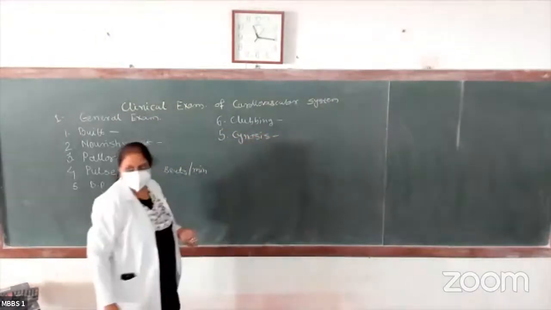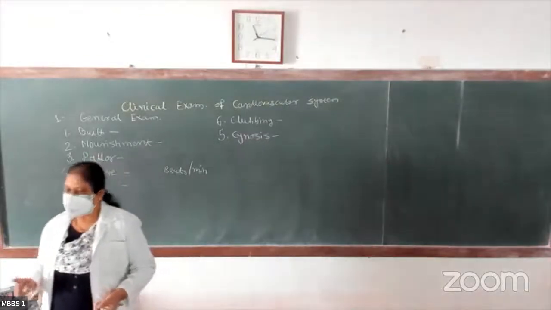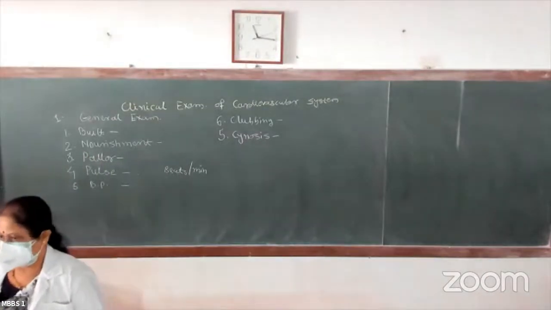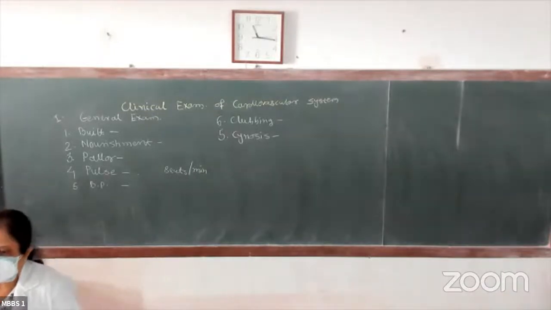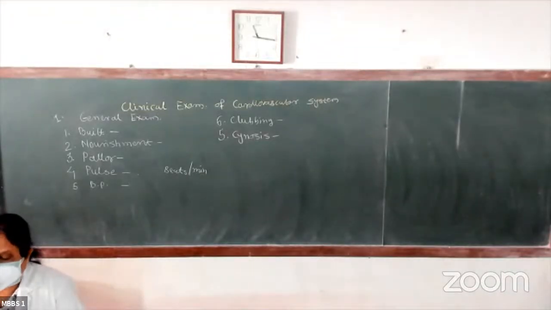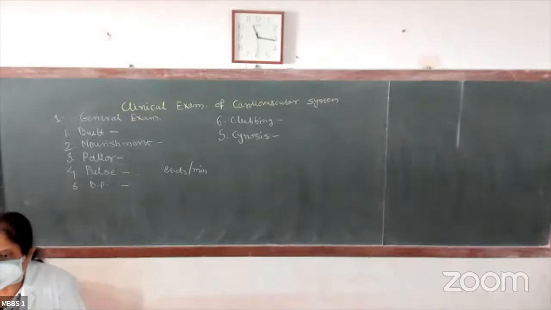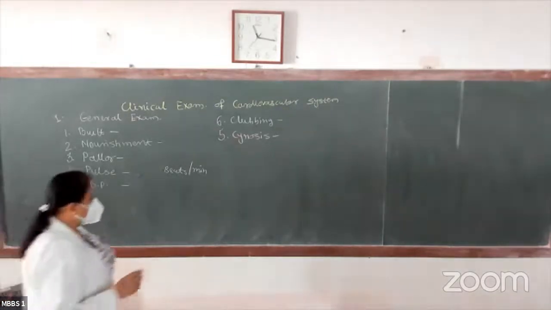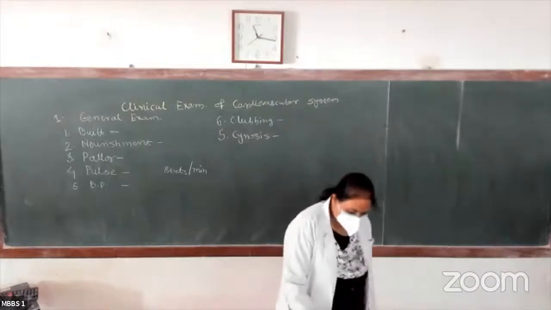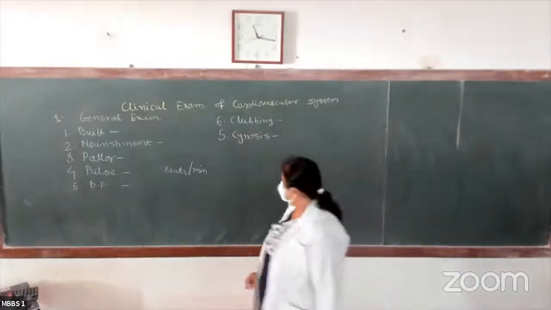So what is cyanosis? Bluish discoloration of the skin is called cyanosis. What are the sites to check for cyanosis? The tip of the fingers, tip of the nose, and lips. These are the sites where cyanosis, or blue coloration of the skin, is present. Cyanosis is also present in congenital heart diseases. After cyanosis, the next point for general examination is edema of the feet.